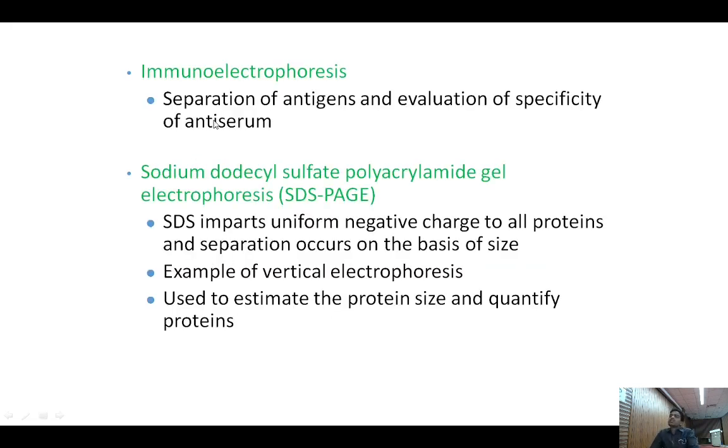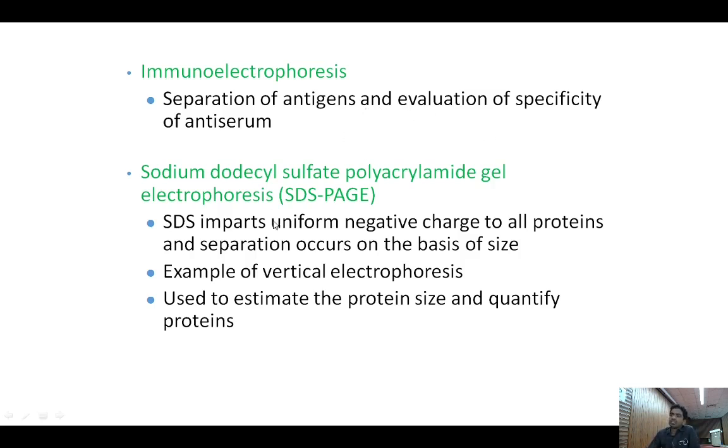Immunoelectrophoresis is when the samples you are using are basically antigens. So the separation of antigen, and you will give the antisera in the sample also. So that will be immunoelectrophoresis. With the help of antibodies, this antigen can be separated.